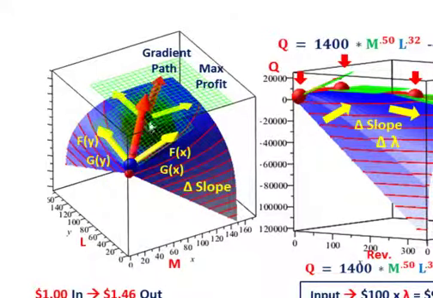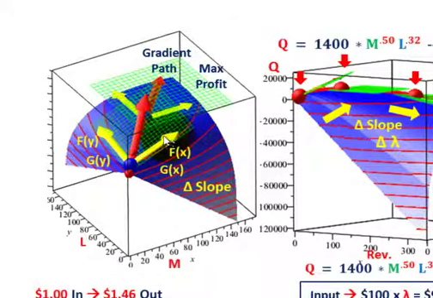Now looking at a top view from our production function that I'm showing here in blue, that's our production function, which includes both our revenue and our cost. So what we want to be looking at here is a gradient path, and this is that red vector that we're showing here, and that's the path of the maximum profit that we'd be looking at. We want to follow that path up here.